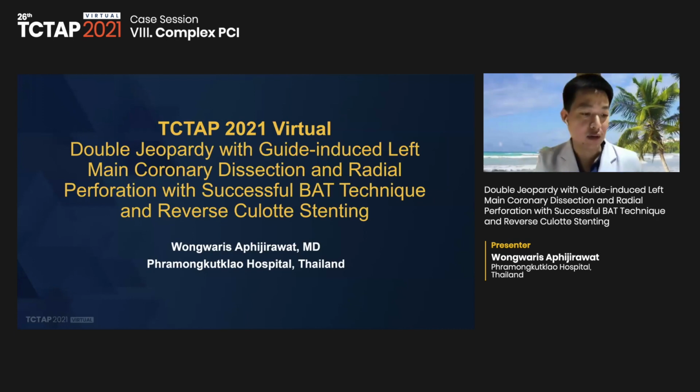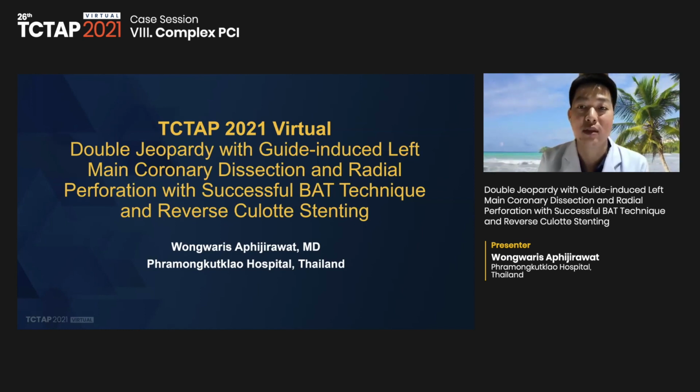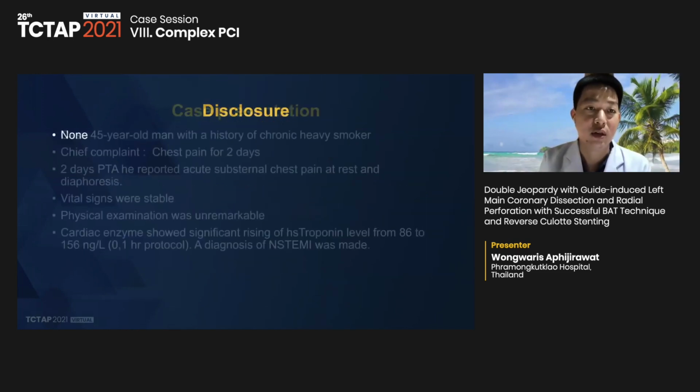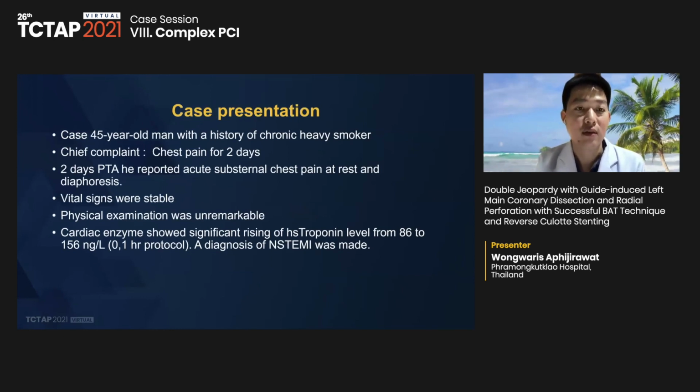Okay, good evening from Thailand. I am Dr. Wong Afijirawat from Huramongchokrao Hospital. Today I would like to present the case of double jeopardy with guide-induced left main coronary dissection and radial perforation with successful BAT technique and reverse clot stenting. I have no disclosure. This is a case of a 45-year-old man with a history of chronic heavy smoking. He presented with chest pain for 2 days accompanied by diaphoresis. His vital signs and physical examination were unremarkable.